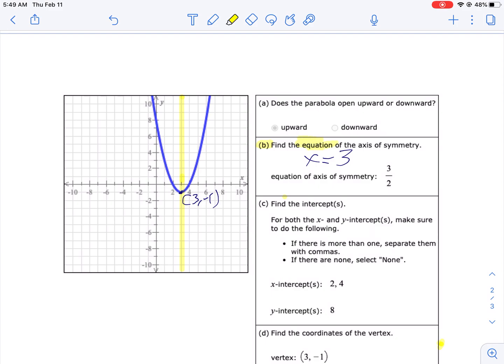The other thing to point out, I said write the equation. Equations have equal signs. So you have to write the equation of that yellow line we just drew in, or line of symmetry. So x equals 3, not 3 over 2. I don't know where you got that from, but that's your answer.